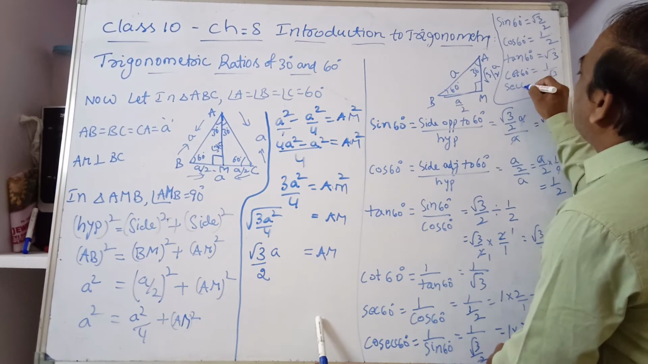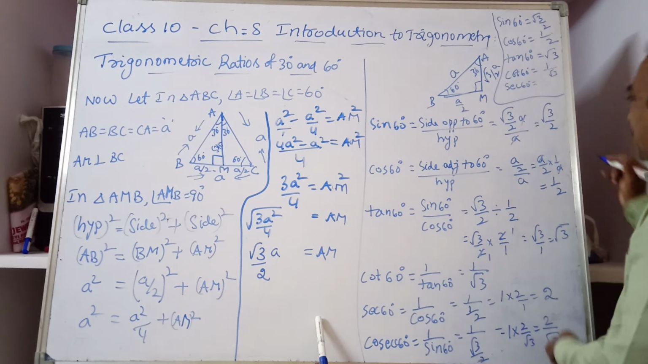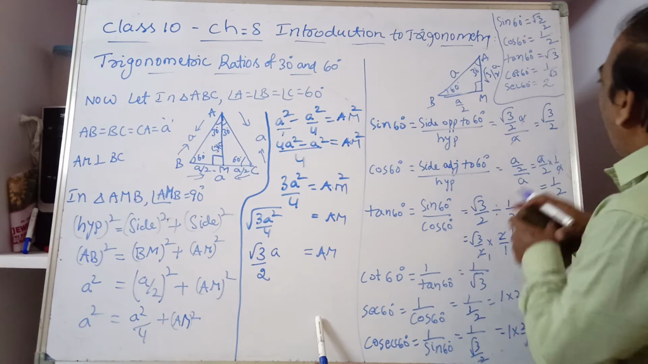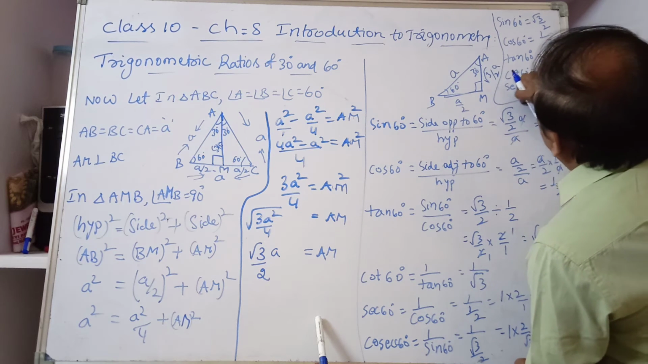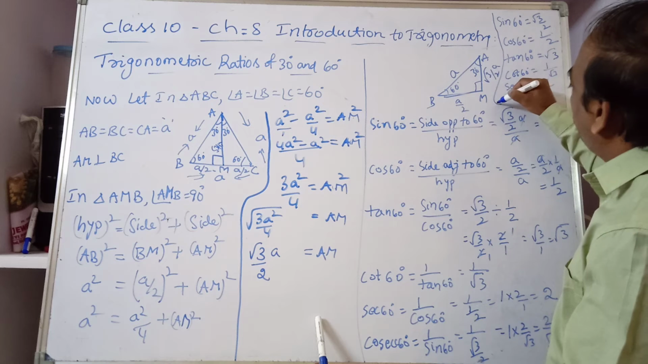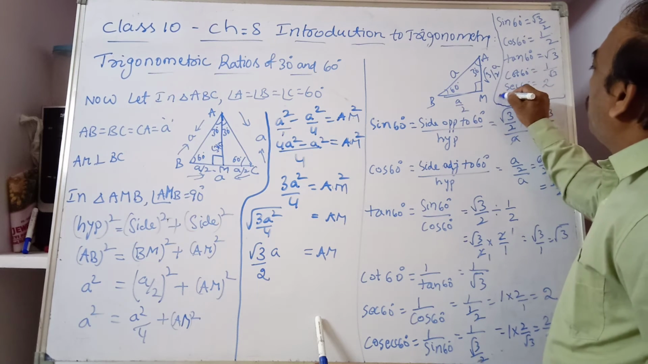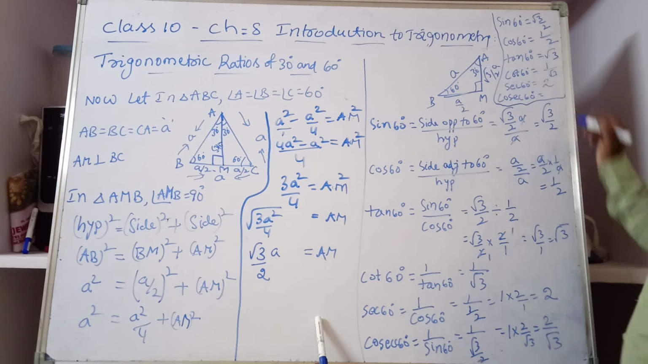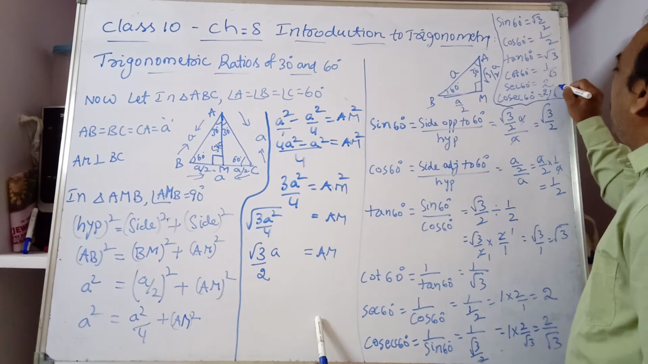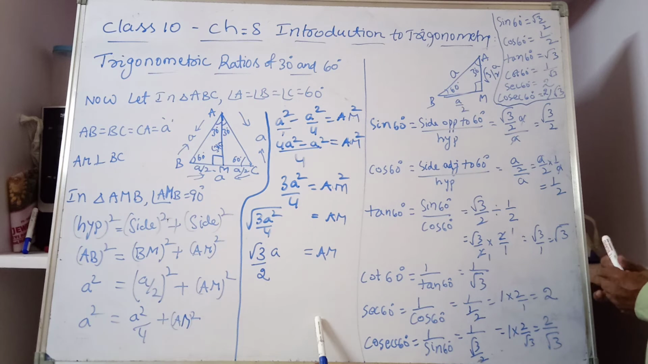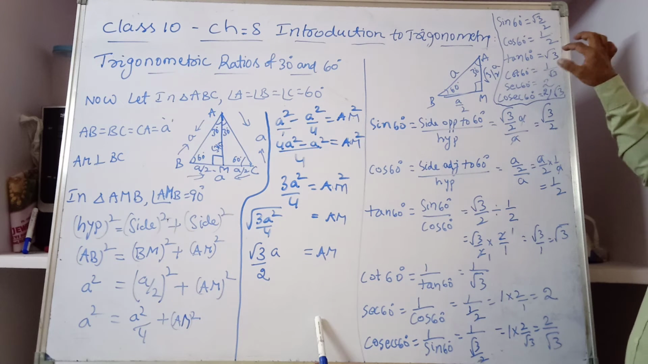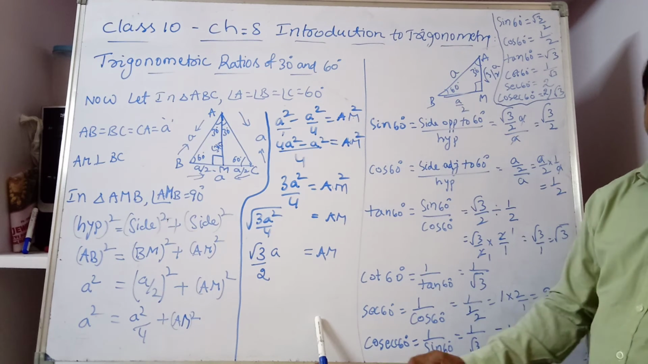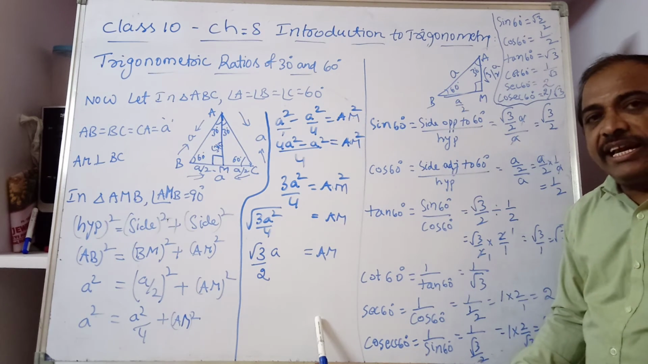Secant 60 degrees is equal to 2. Then finally we have one more, cosecant 60. Cosecant 60 degrees is equal to 2 by root 3. These are the trigonometric ratios for 60 degrees. Now we will continue with 30 degrees.